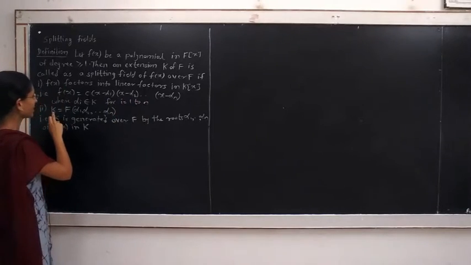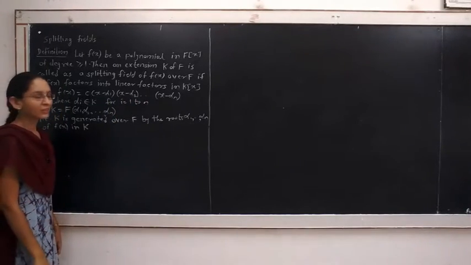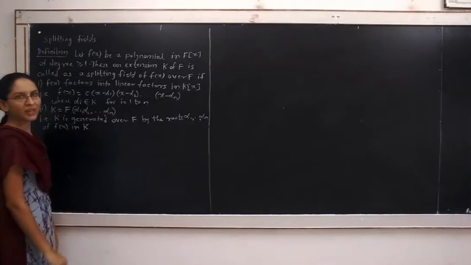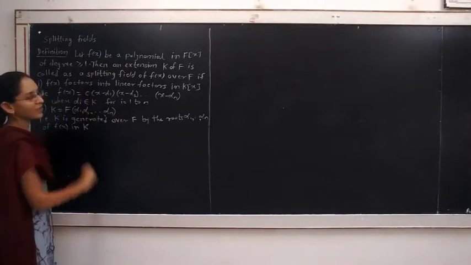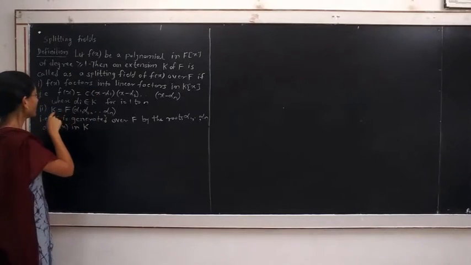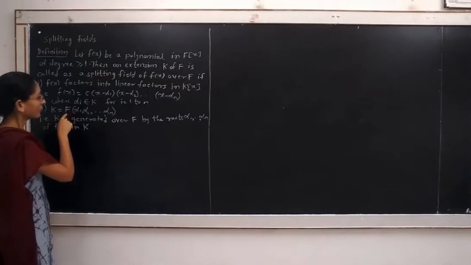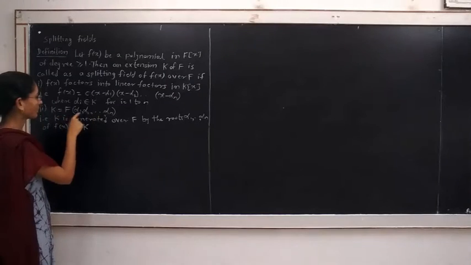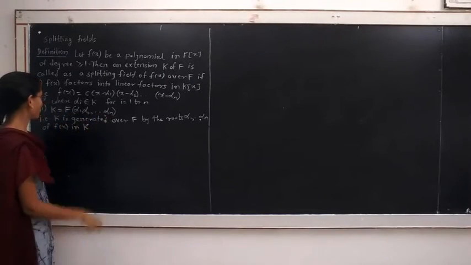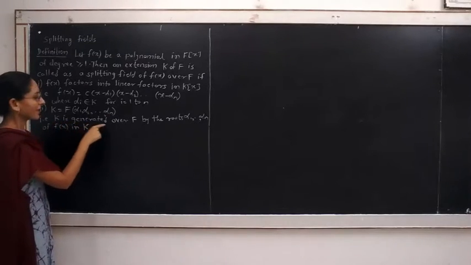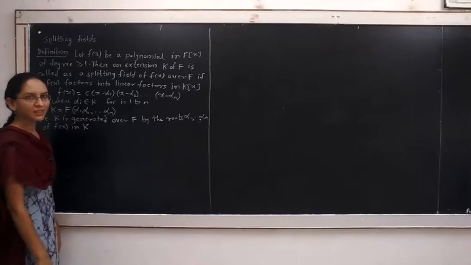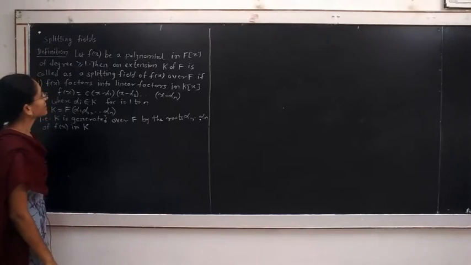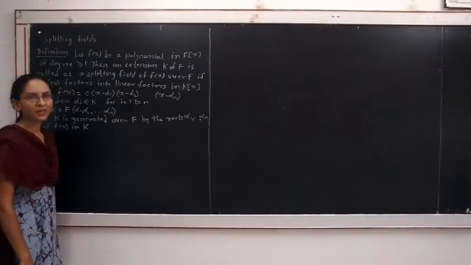Second point is K is the field generated by a finite number of elements, and those elements are the roots of the polynomial f(x). Hence K is the finitely generated extension F(alpha 1, alpha 2, up to alpha n), that is K is generated over F by the roots of polynomial f(x) in K. Then we say that K is a splitting field of the polynomial f(x).